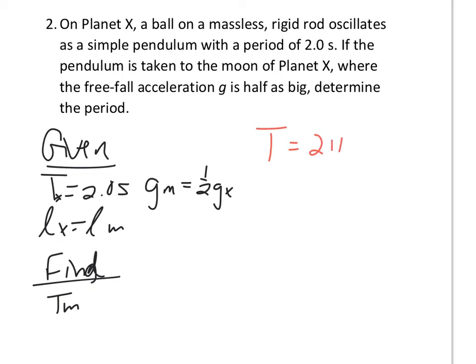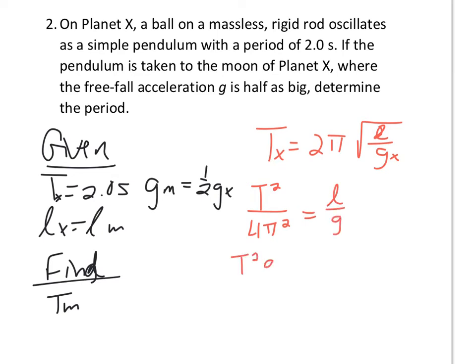Period equals 2 pi square root of L over g. So we can use the period on planet X and g on planet X to figure out what the length is. From there, we can then go back and figure out what the period will be when we go to the moon. So let's isolate. I'm going to square everything. So T squared over 4 pi squared equals L over g. So T squared g over 4 pi squared is going to give me my length.